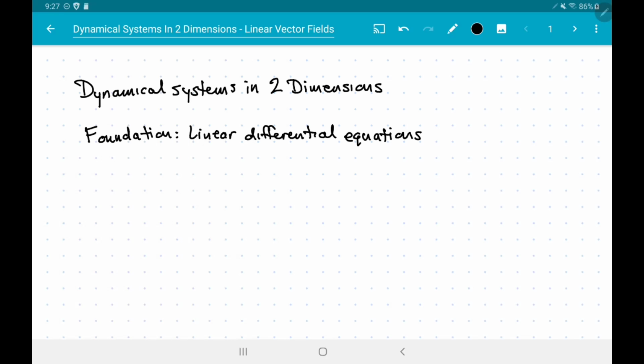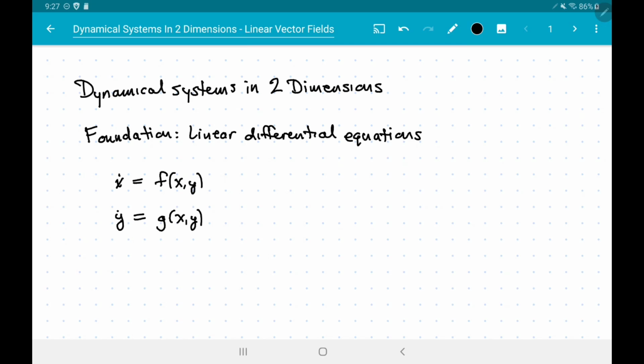I'm going to give a brief introduction to dynamical systems in the plane in this video. Essentially, we're going to be looking at what happens if you have a pair of differential equations that are coupled like this. So the derivative of x is some function of x and y, the derivative of y is some other function of x and y, and in this case the independent variable is time t.